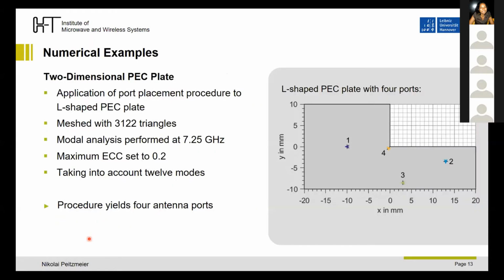So let's illustrate this procedure by means of some examples. Again, this L-shaped back plate. We have to choose some design frequency. We set the maximum allowed ECC, for example, to 0.2. And here we take into account 12 modes. These are the modes with eigenvalues between -100 and +100. And in this setup, our proposed procedure yields 4 antenna ports, each consisting of one gap source, as shown here.